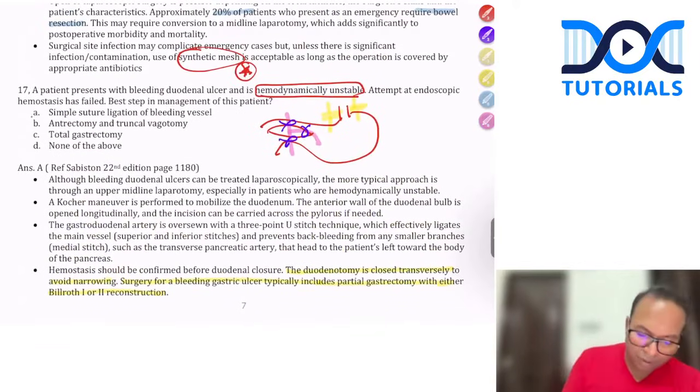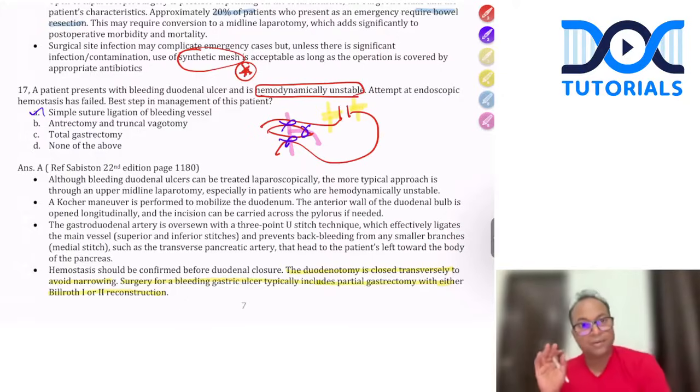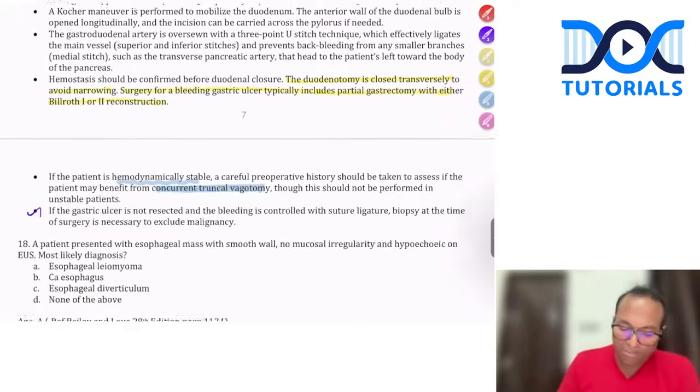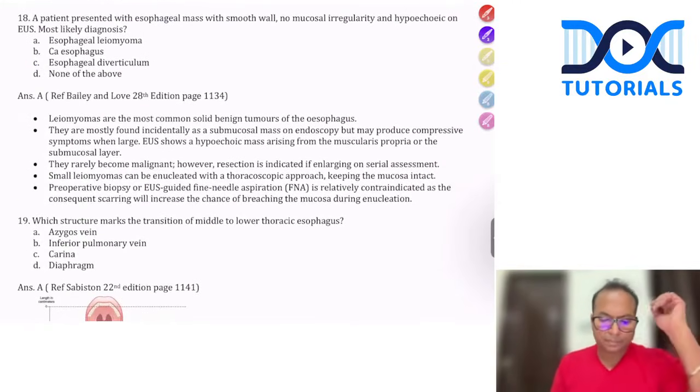So the answer is simple suture ligation of the bleeding vessel. We don't do antrectomy or truncal vagotomy now. We don't do antrectomy or truncal vagotomy for a bleeding duodenal ulcer. That's about the 17th question.